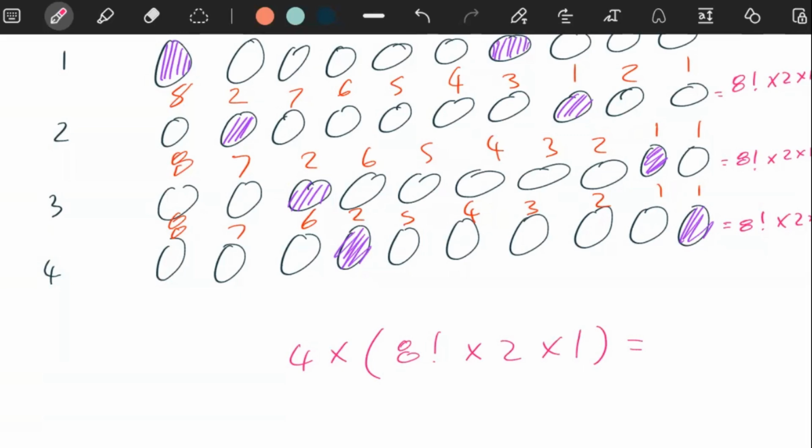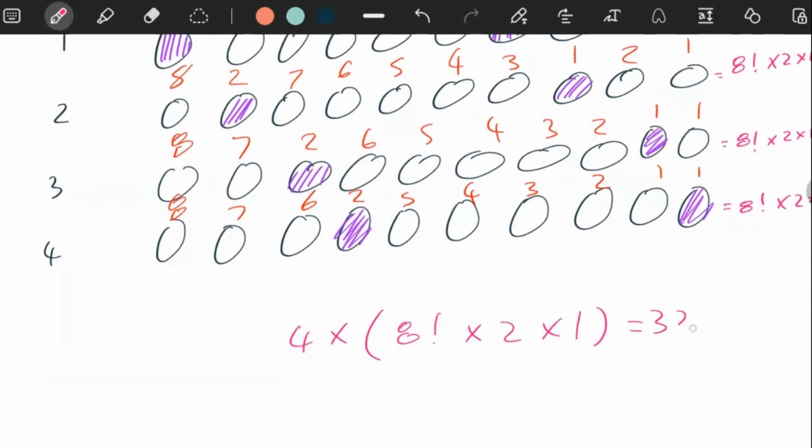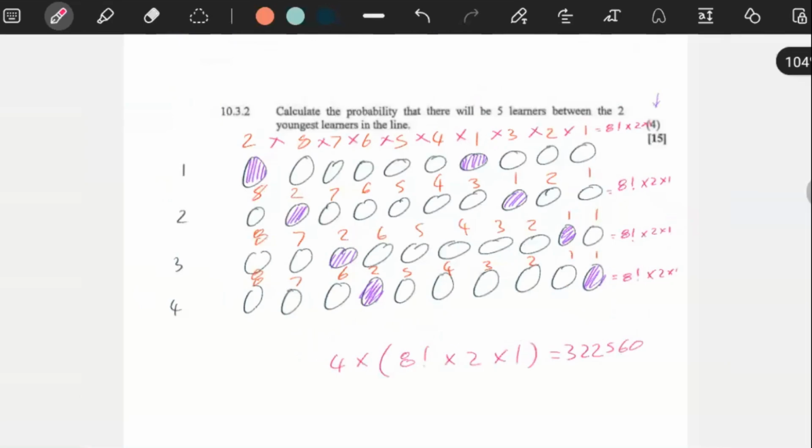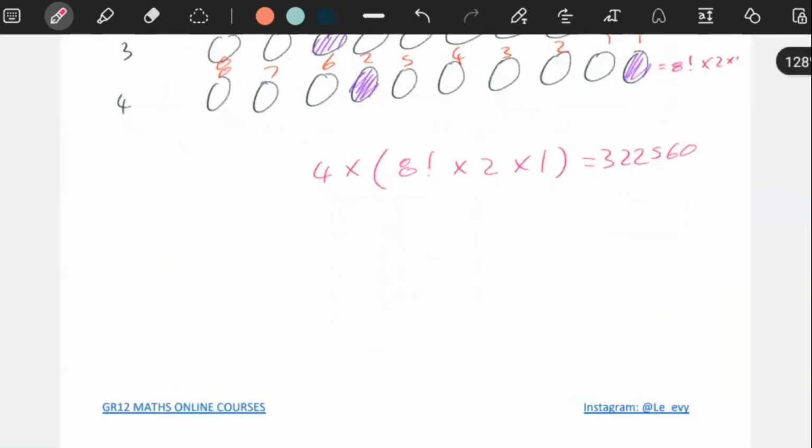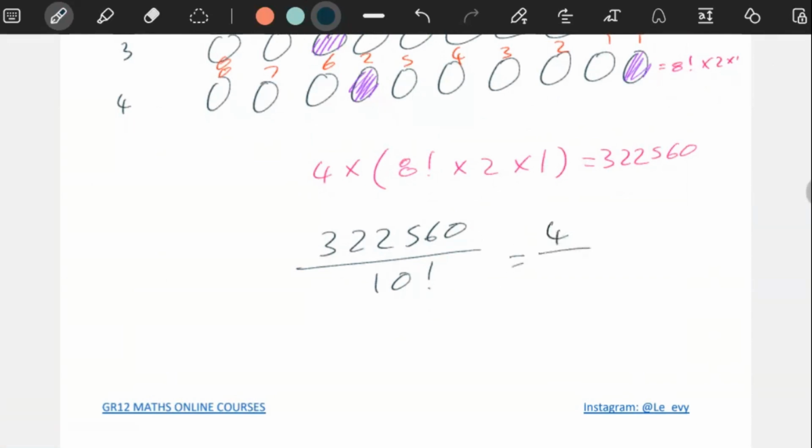So let me just put this in the calculator. So this is a total of 322,560. However, they said what is the probability of that happening? So clearly, the probability of that happening is 322,560 over 10 factorial, because 10 factorial is all the number of ways that your seats can be arranged. And this is the number of ways that the young ones will sit 5 chairs apart. So the simplest form of that answer is just 4 over 45.